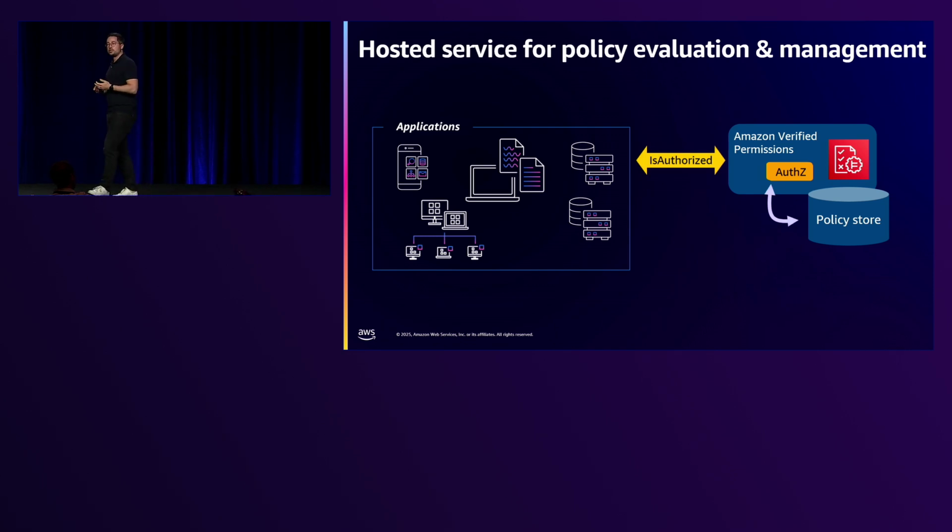So for the requests, you basically call the isAuthorized function, the isAuthorized API, and then verified permissions will give you back this decision. And this is very close to what we saw before with the AWS use case or the authentication use case.